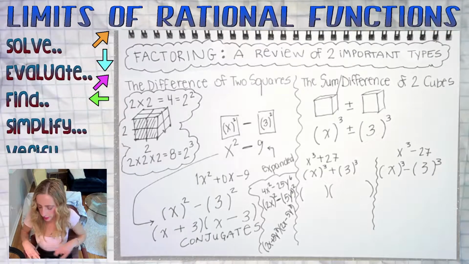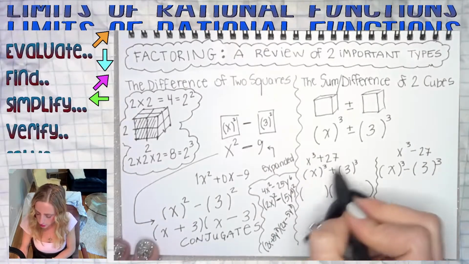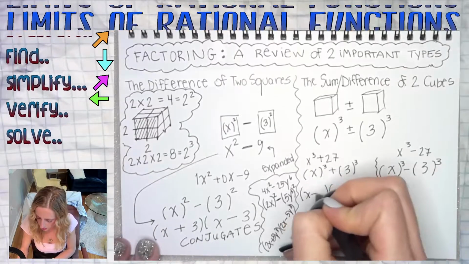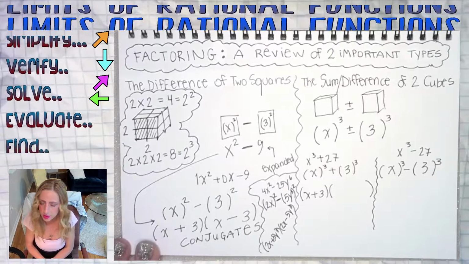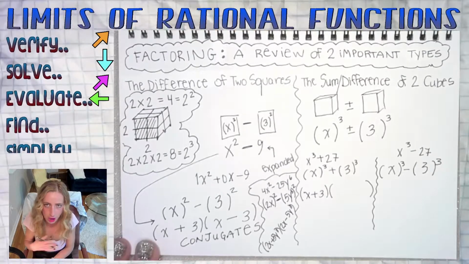They're going to turn into some fairy dust. We're going to do some magic. Those 3s are gone. What's left? Just the x plus 3. Bam. There's my linear binomial. That factor's done.